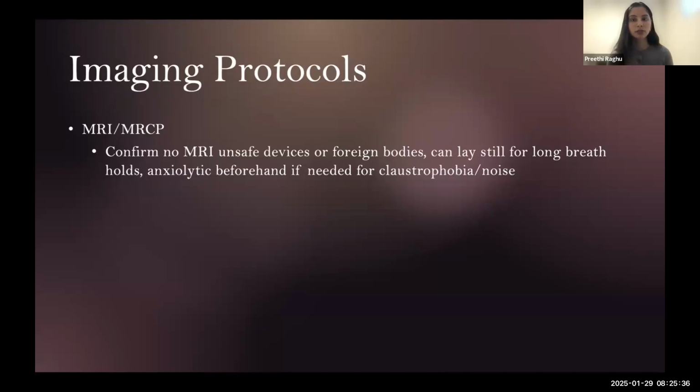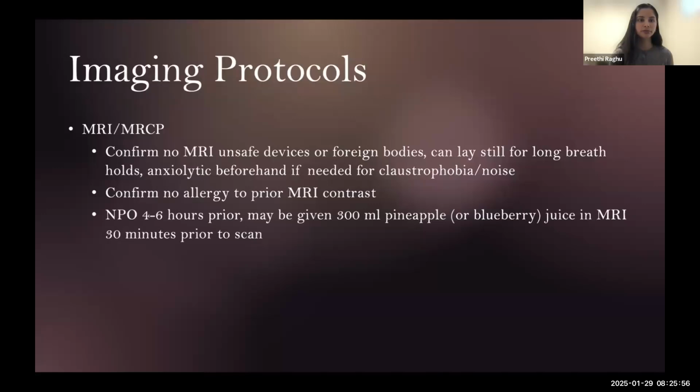For these bile duct MRCP exams, the patient does need to be able to stay still and do breath holds, and if they have any sort of claustrophobia or issues with the noise, then give an anxiolytic beforehand. And exceedingly rare, but we would confirm that they haven't had any prior MRI contrast allergy. And for MRCP, we also have them NPO for 4 to 6 hours prior.